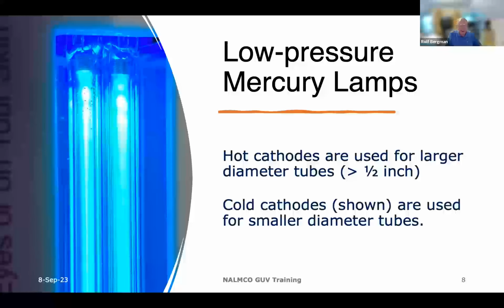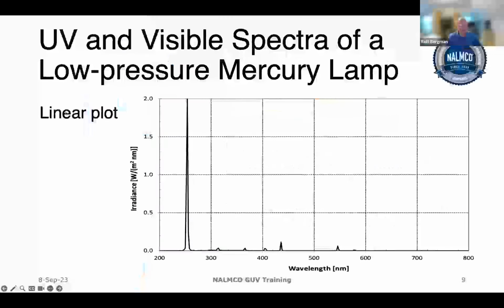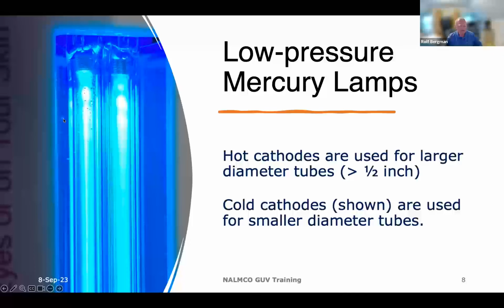For very small diameter lamps, it is difficult to put a coiled heated cathode in. So for these lamps, they are called cold cathodes. Shown is a picture on the right. It's a little difficult, but at the top you can see the cathodes. They are little tubes at the ends. They can have some emission mix on them, but they're used for the smaller tubes.